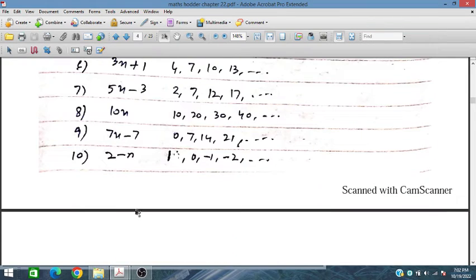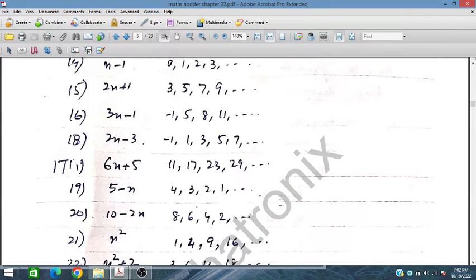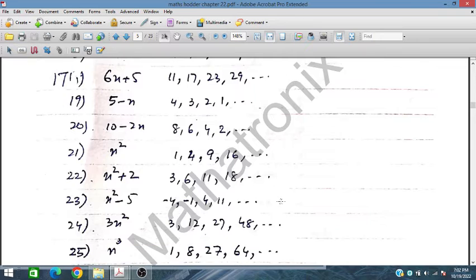So this is 2 minus n. When n is 1, this is 1. When n is 2, this becomes 0. When n is 3, this becomes minus 1. When n is 4, this becomes minus 2. When n is 5, it becomes minus 3. Then minus 4, minus 5, and so on. So for this one, let's move to problem number 17.